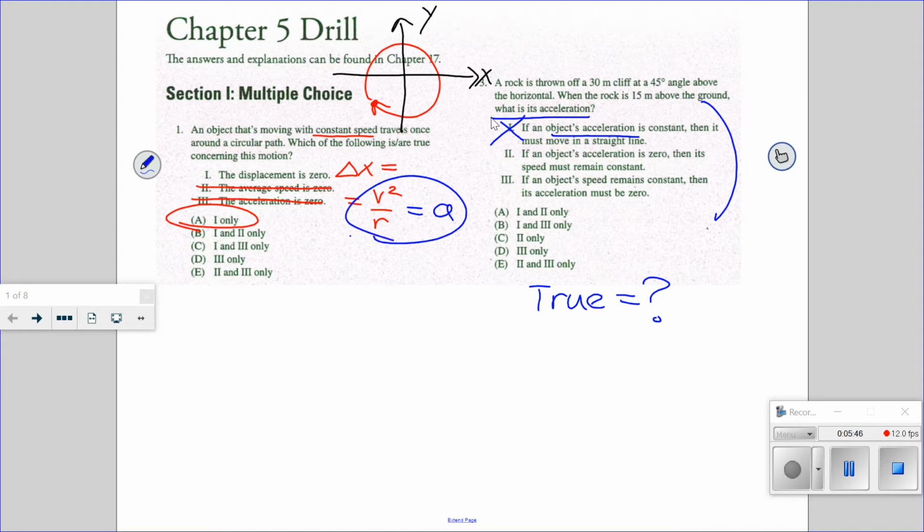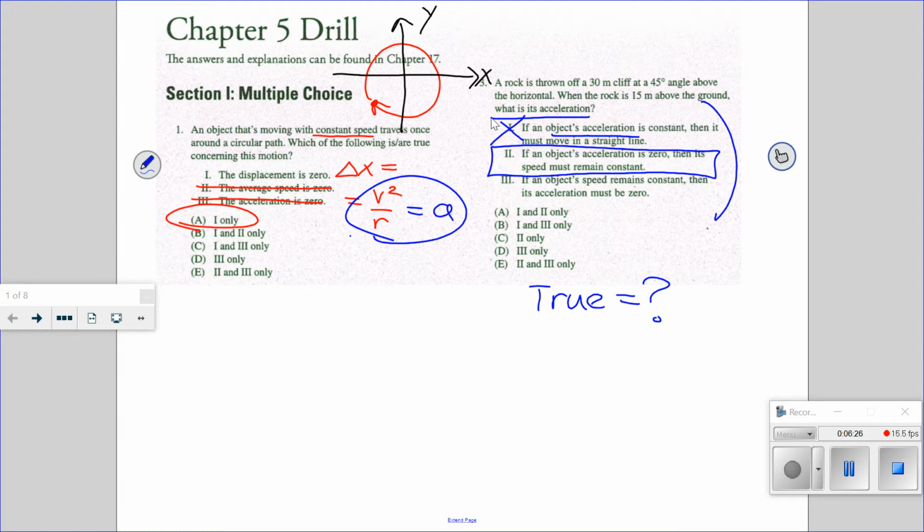If acceleration is 0, then its speed must remain constant. I think yes. Because if acceleration is 0, the velocity must not be changing at all. And if velocity is constant, then the speed must also be constant. Right? So the inverse is not true. You could have constant speed going around a circle and a constantly changing velocity. But if your velocity is constant because acceleration is 0, it's necessary but not sufficient the other way. Any questions?